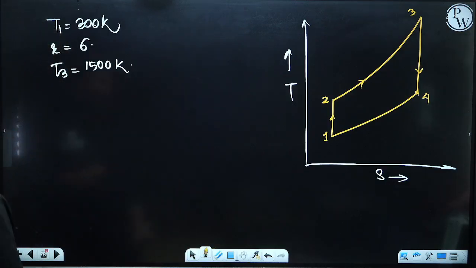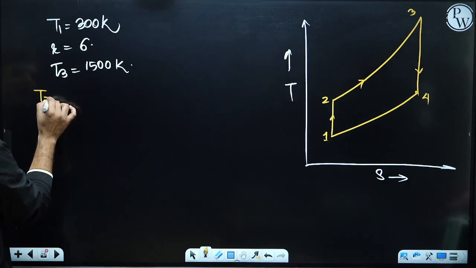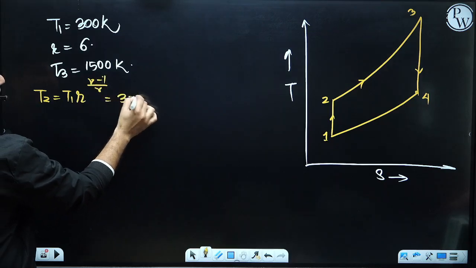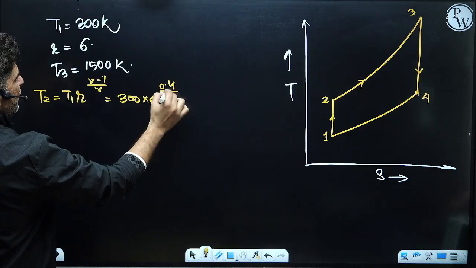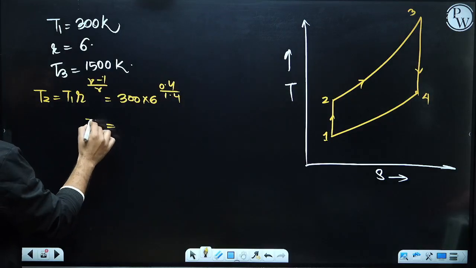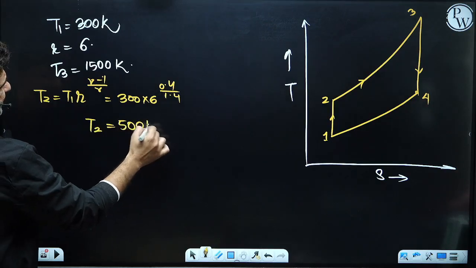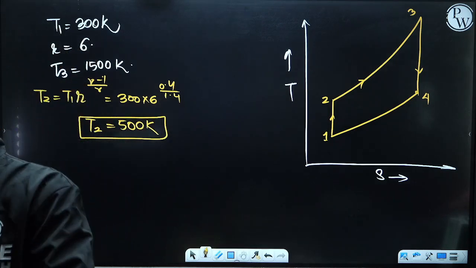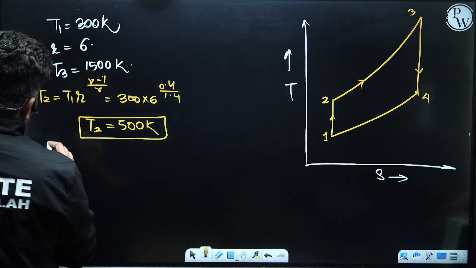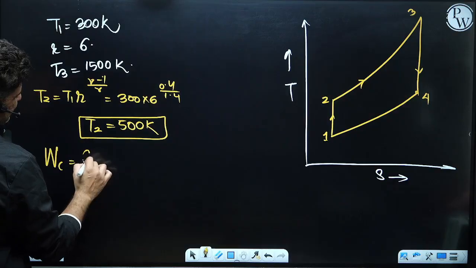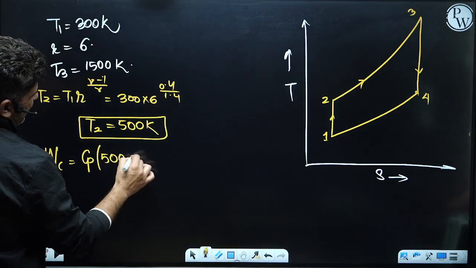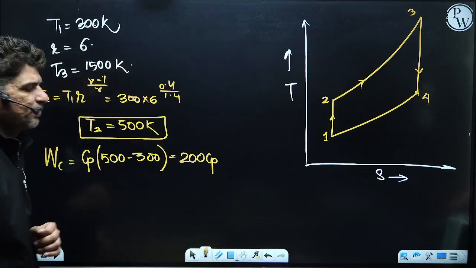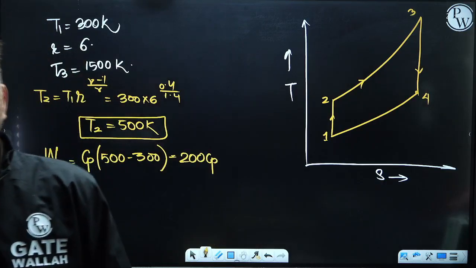We have already seen temperature T1. Can we calculate temperature T2? Yes, we can calculate T2, that is T1 into r to the power (gamma minus 1) over gamma, that is 300 into 6 to the power 0.4 divided by 1.4. When you calculate this, it will be equal to 500 Kelvin. So temperature T2 is 500 Kelvin. From here we can calculate the work required in the compressor. Work required in the compressor is Cp into (T2 minus T1), that is 500 minus 300, which is 200 Cp.